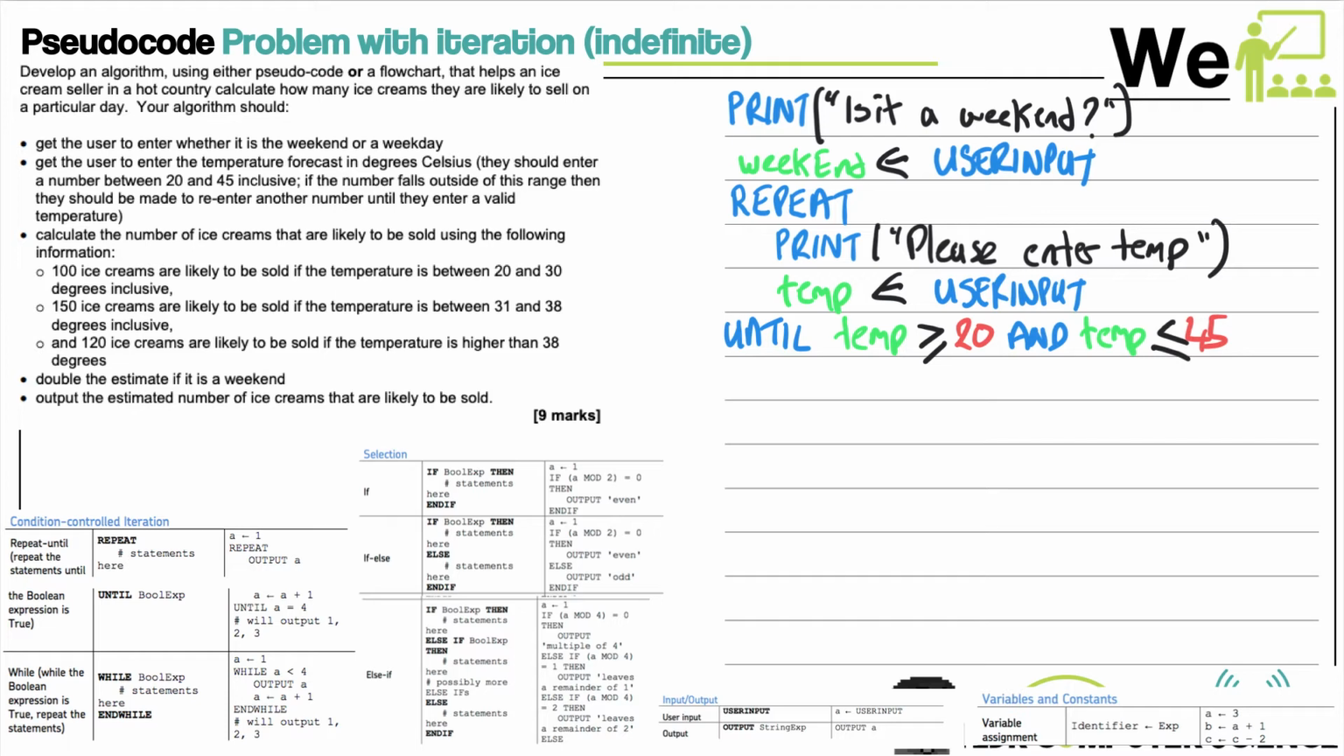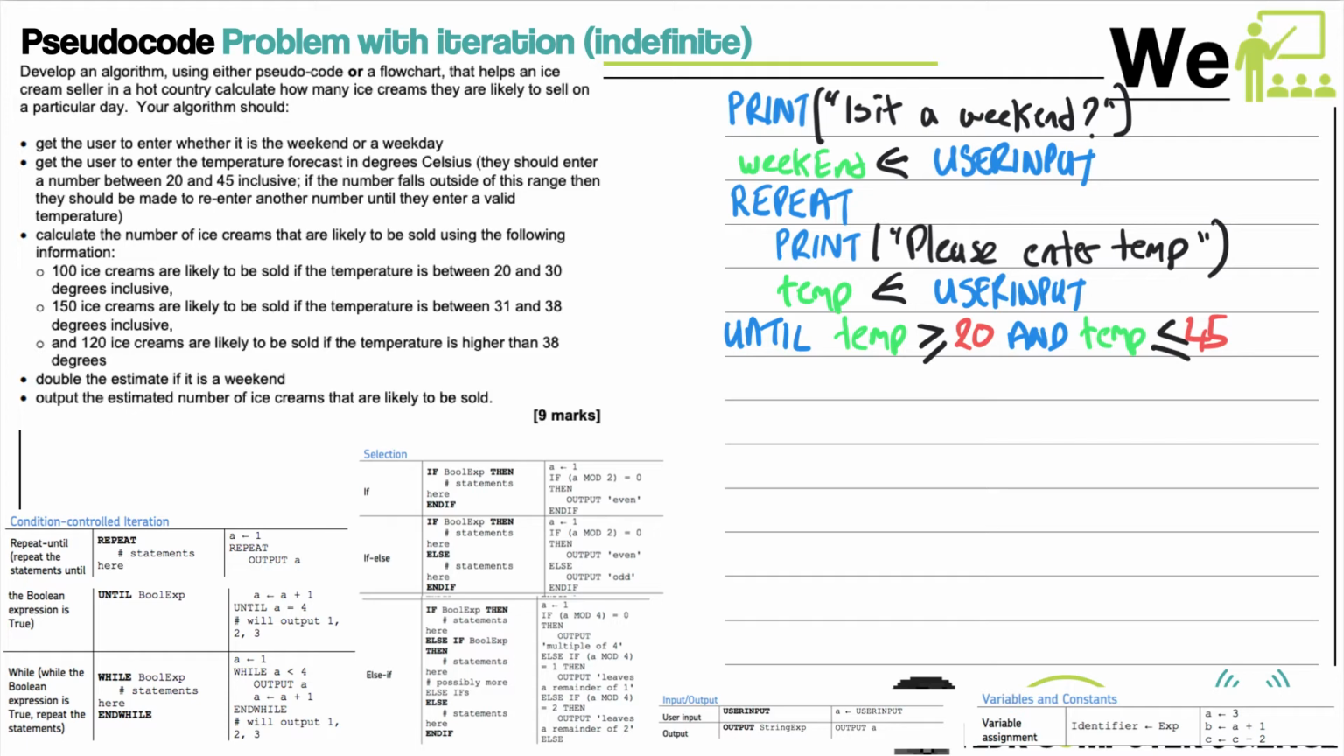So this looks like one of the more substantial bits of the algorithm. Calculate the number of ice creams that are likely to be sold using the following information. If the temperature is between 20 and 30, 100 ice creams are likely to be sold. If it's between 31 and 38, it's 150. And if it's higher than 38, then it's 120.